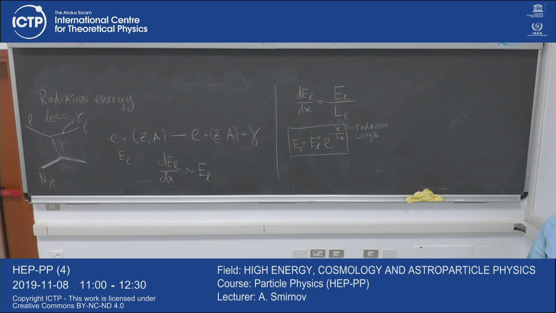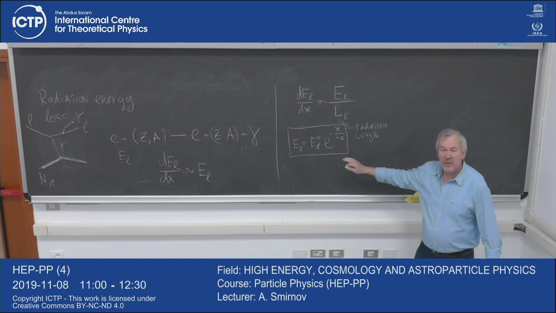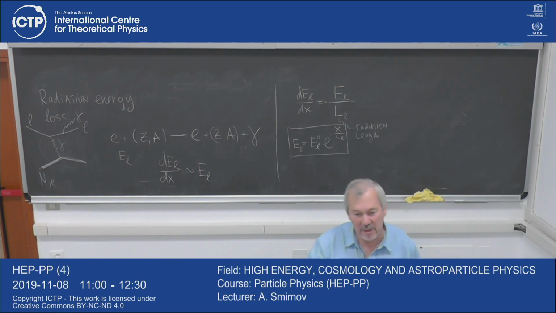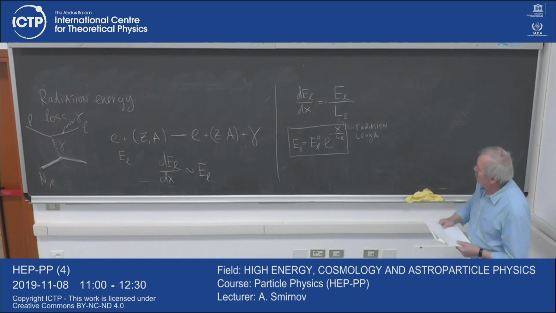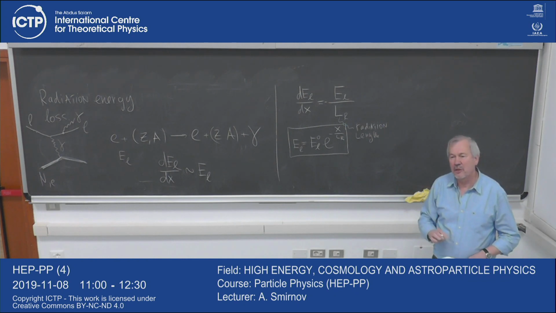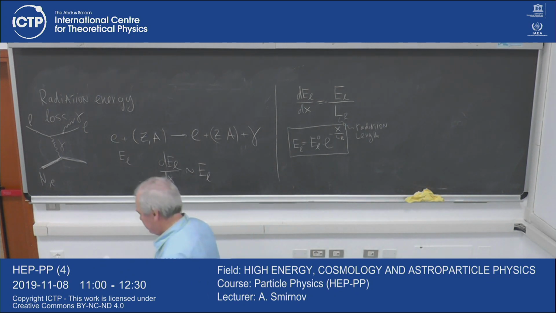So again, if radiation length doesn't depend on energy, and we will see that in most cases this is what is realized, then what will happen is an exponential decrease of the energy of the particle when it emits photons. And the sense of radiation length is the length over which the energy decreases by 2.7, by e. Okay?